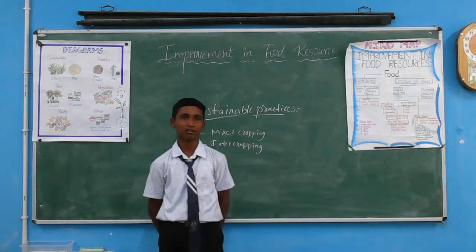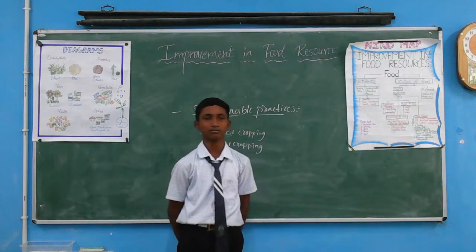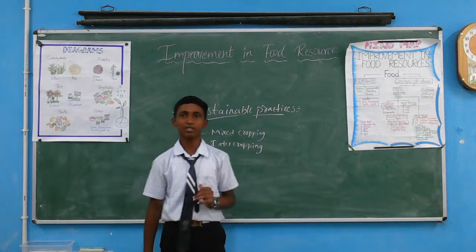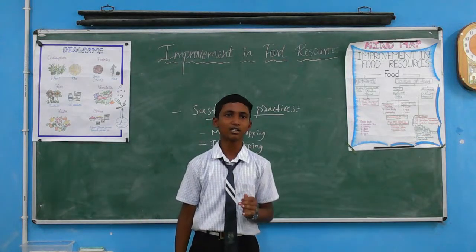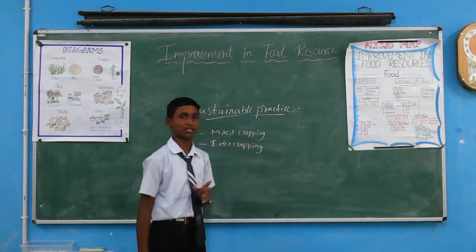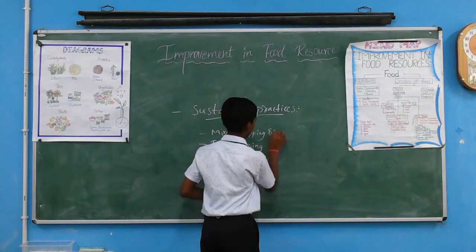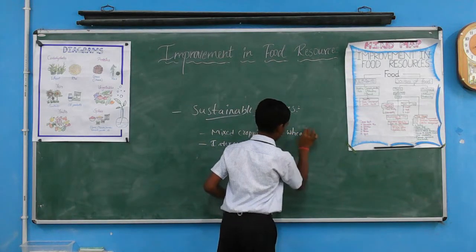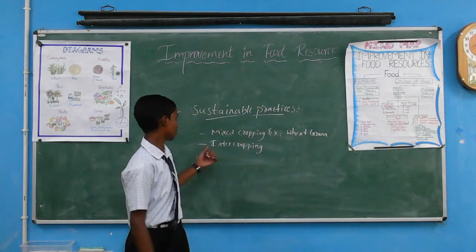In this process, two or more crops are grown in the same field. Yes, it is correct. Mixed farming is a type of farming in which two or more plants are grown on the same field simultaneously. The advantage of this is improved fertility. An example of this is wheat plus gram, which is an example of mixed farming.